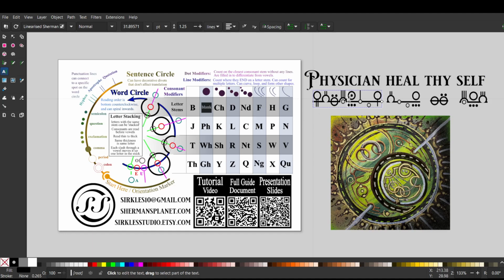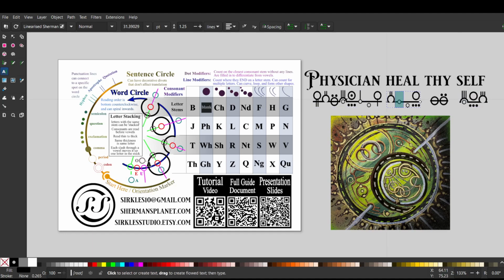So that is vowels. Vowels are these little guys, and they can be by themselves or they can be attached to a consonant stem. And the vowels are shown here. I's have a line going inwards, U's have a line going outwards. A's are outside the word circle.